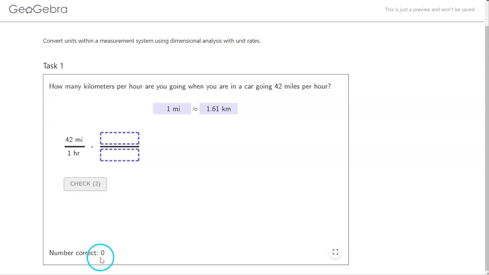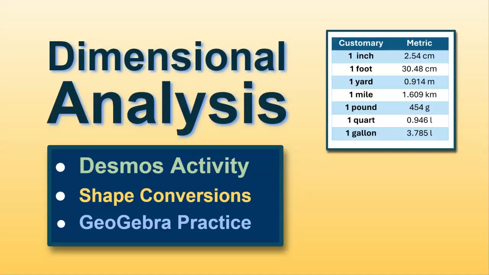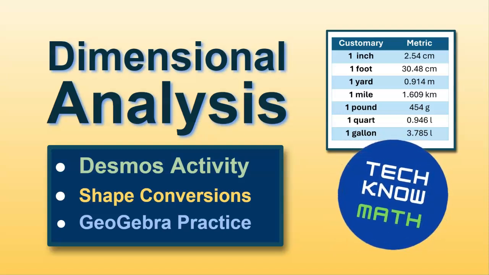As soon as this number reaches 5, they will take a picture of their screen, and they will place the picture on this slide. And that concludes our dimensional analysis lesson.